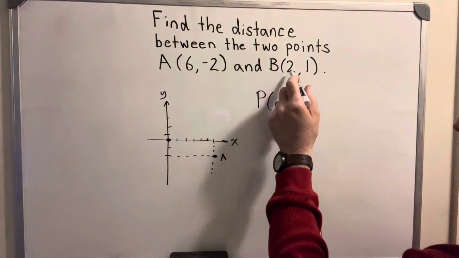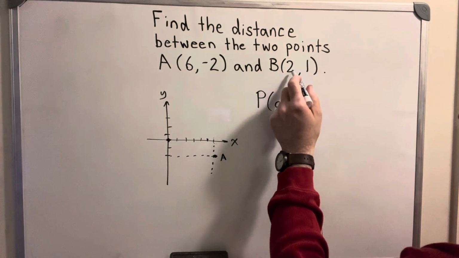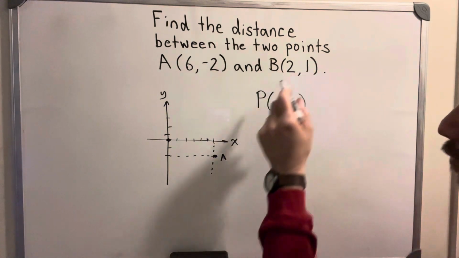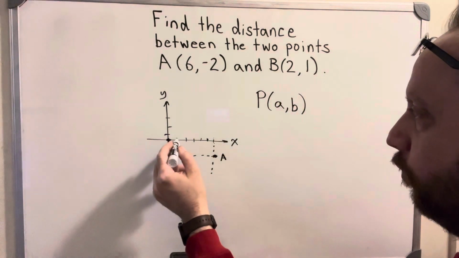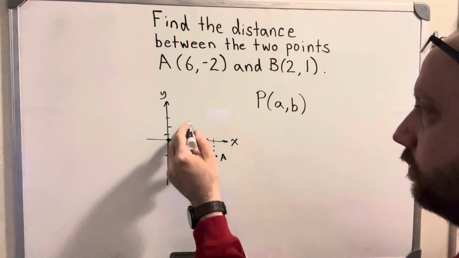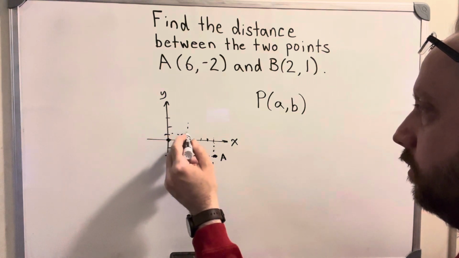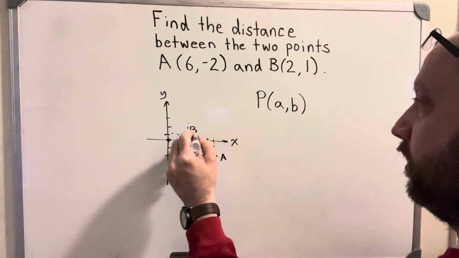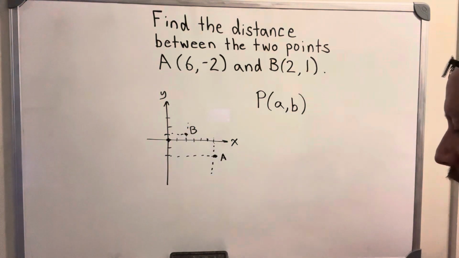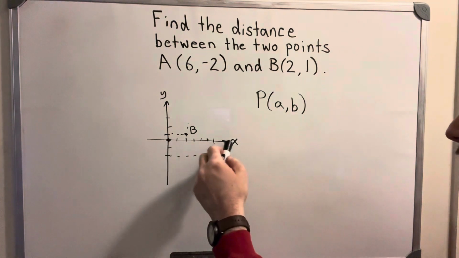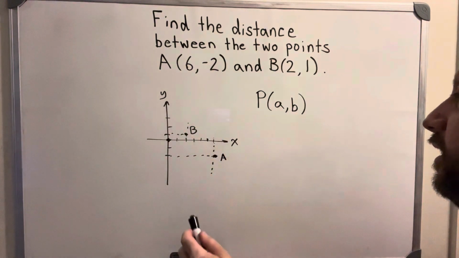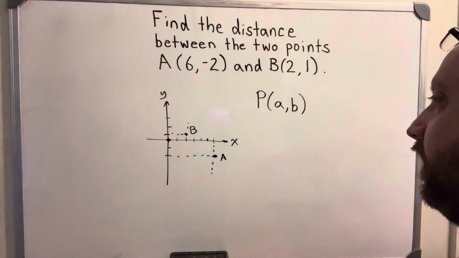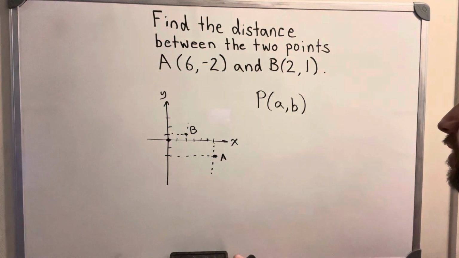And point B is (2, 1), so +2 in the x direction and +1 in the y direction. So 1, 2. And 1. So this would be point B. I suggest you get some graph paper, or if you don't have graph paper, just make some tick marks on some XY axes, and you can plot some points.